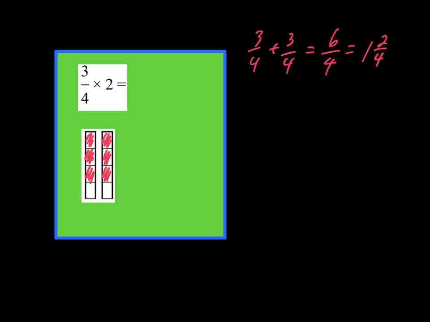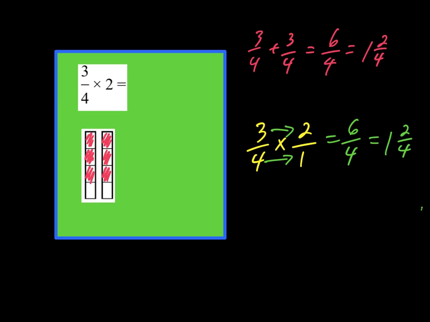Or, if we wanted to show it in multiplication without the picture, it would look something like this. Put our 1 under the 2 because that's still a 2, it maintains that value, and then we are going to multiply straight across, and we see that we have 6/4 as we found up there, and we get 1 and 2/4, and many of us already know that 1 and 2/4 could be simplified to 1 1/2.